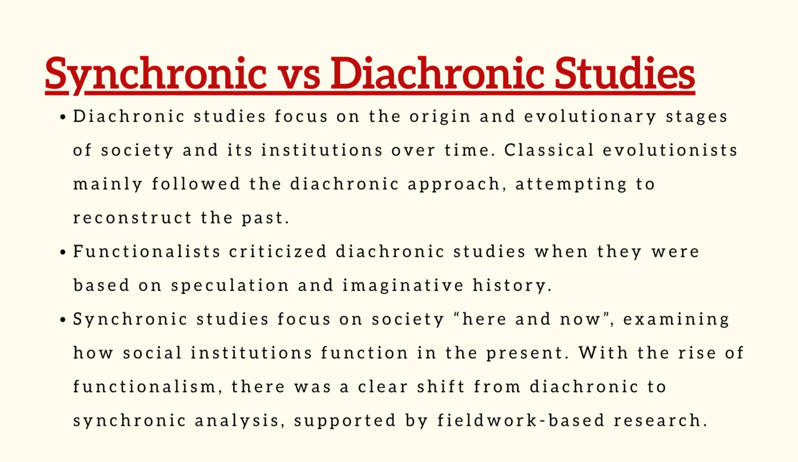Diachronic studies focus on the origins of social institutions, the evolutionary stages through which societies are believed to have passed, and how society developed from earlier to later forms. Classical evolutionary anthropologists mainly use this approach. They attempted to reconstruct the past history of societies, often by arranging cultures into evolutionary sequences, such as primitive to advanced, advanced to civilized. Functionalists did not reject the study of history completely.